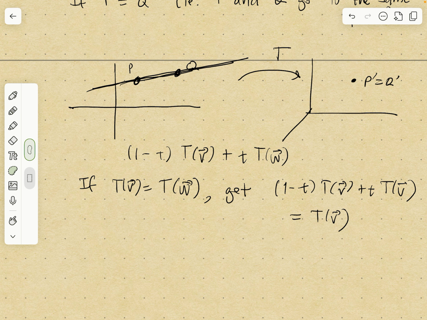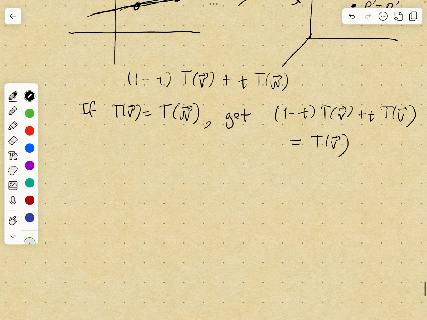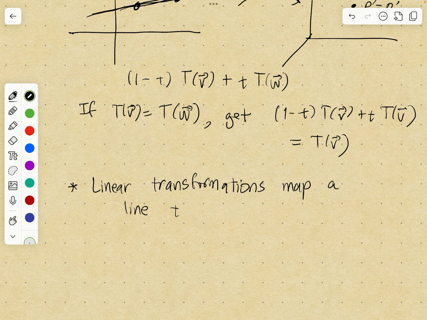Okay? And so what we discovered is that in general, linear transformations map a line to either a line or to a single point, depending on your transformation.